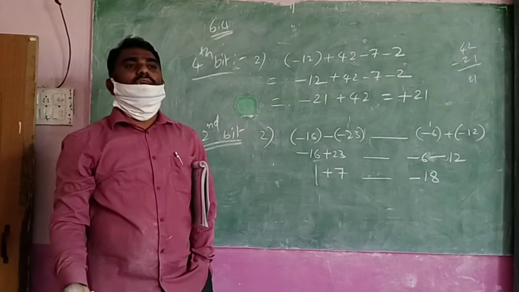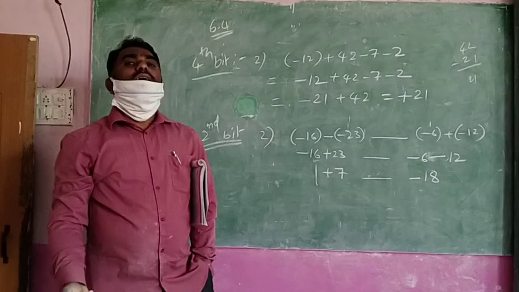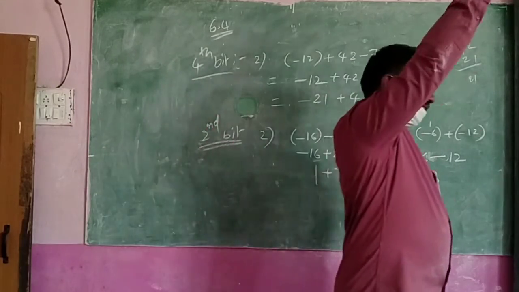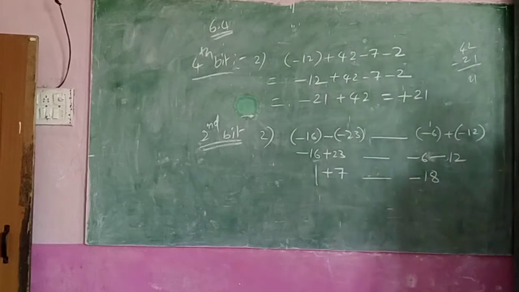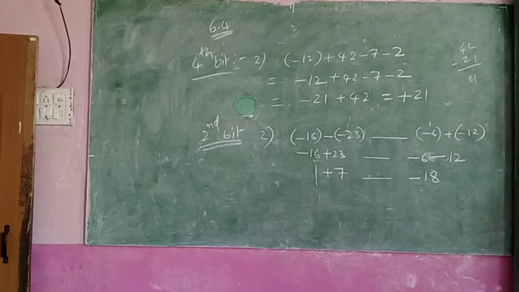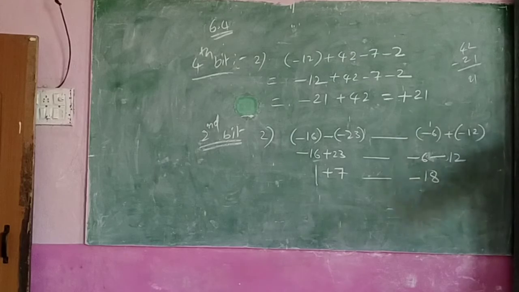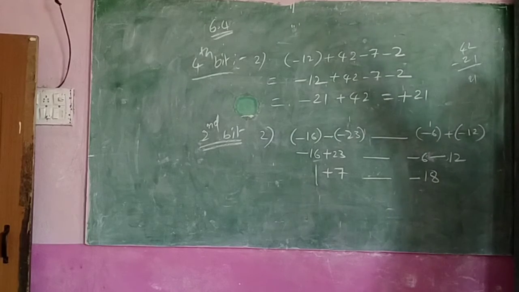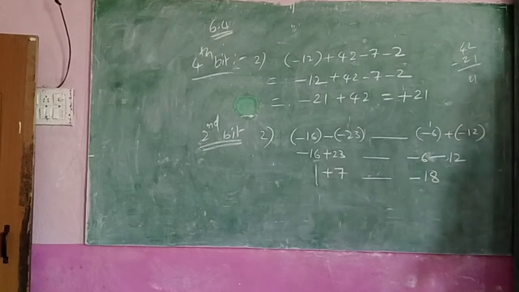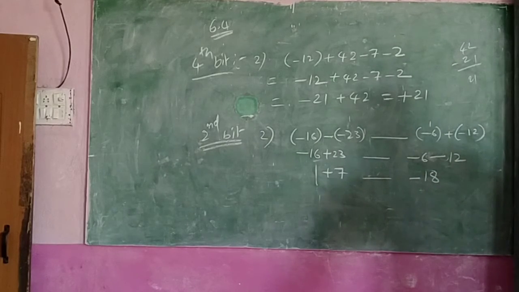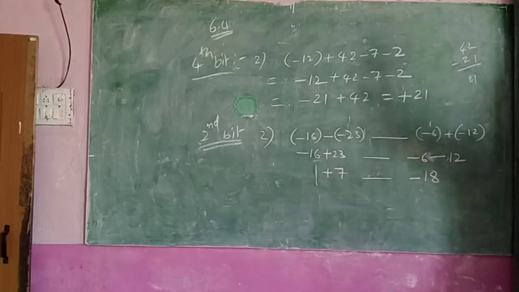Which is bigger? 7 steps up is bigger, or 18 steps down is bigger? Plus 7 means what? Which is the bigger? The up one is bigger now. In these both numbers, which is upper? 7 steps up, 18 steps down. Which is bigger? Plus 7 is bigger.